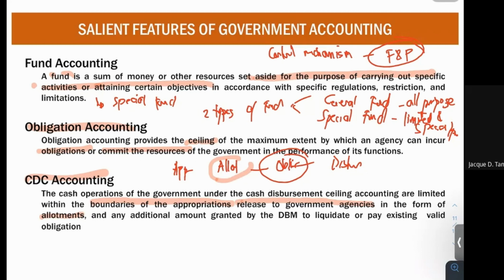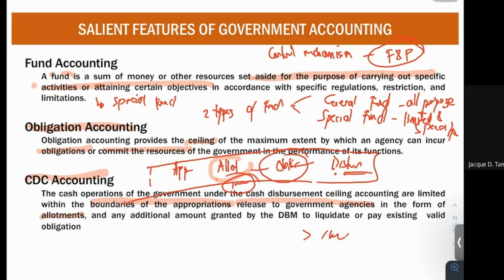So let's say, for example, the government agency is allotted 1 million pesos. You can only disburse up to 1 million pesos. You cannot go over 1 million because that is the only money set aside for your government agency. You just make use of that money. That's how our General Appropriations Act works. Okay? So as we go through, the main focus is these items: appropriation, allotment, obligation, and disbursement. But as we go through these items, you know that there is already an internal control in the accounting of our government fund. These are your fund, obligation, and CDC accounting.